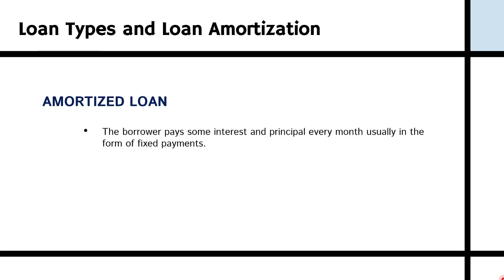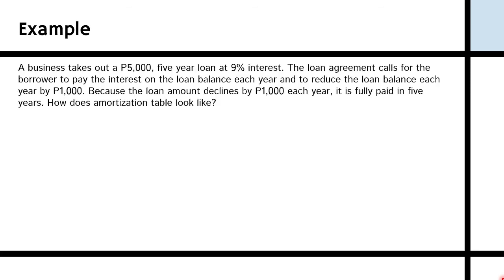Amortized loan. The borrower pays some interest and principal every month, usually in the form of fixed payments. Examples are mortgages, car loans, etc. Example: a business takes out a 5,000 pesos 5-year loan at 9% interest. The loan agreement calls for the borrower to pay the interest on the loan balance each year and to reduce the loan balance each year by 1,000. Because the loan amount declines by 1,000 each year, it is fully paid in 5 years. What does the amortization table look like?